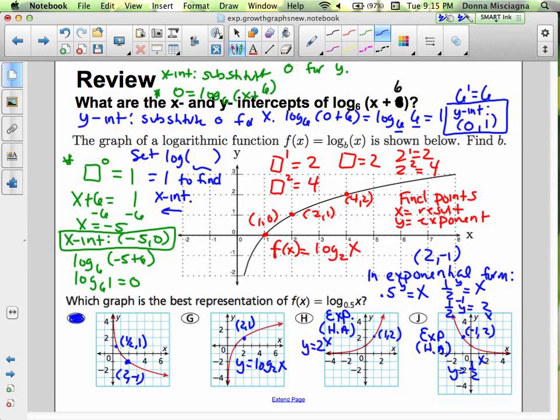And there you go. That's how you solve these. Right? So you'll be seeing some of these when you take the benchmark in like a week and a half. If you have any questions, let me know.